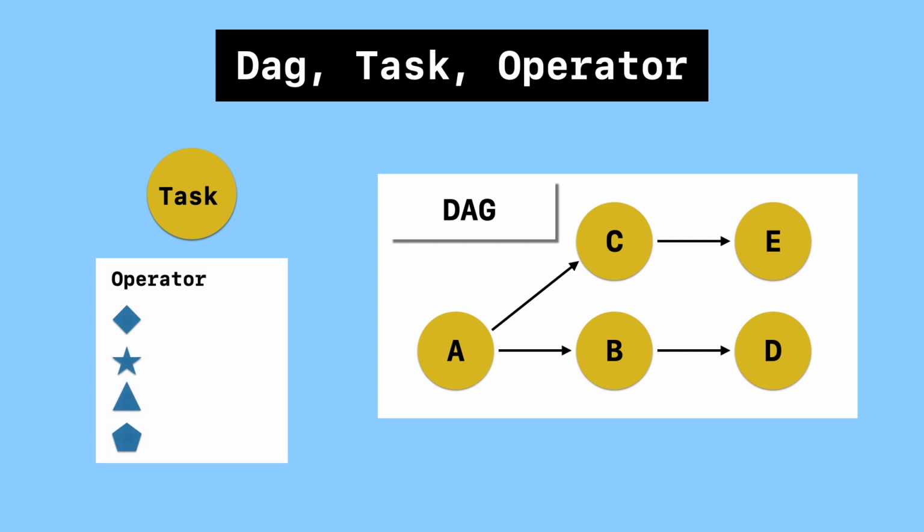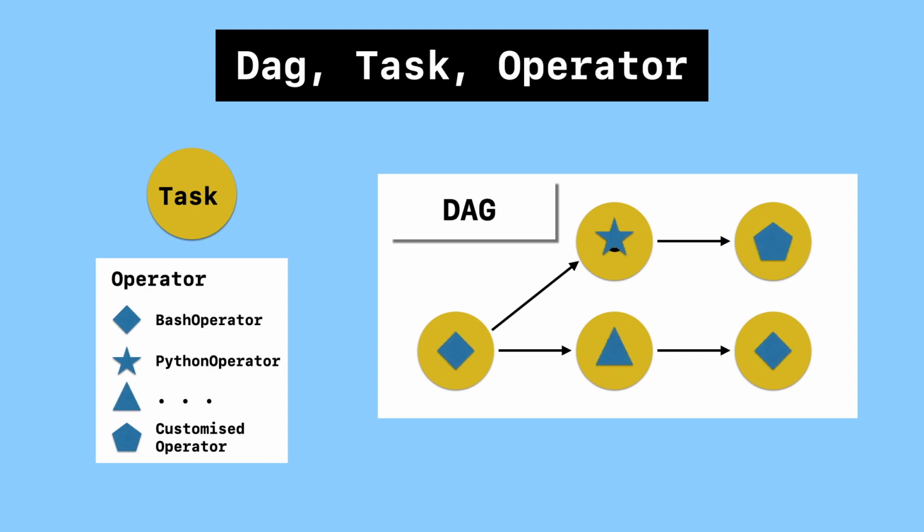While DAGs describe how to run a workflow, operators determine what actually gets done by a task. In Airflow, there are many kinds of operators, like the bash operator and the Python operator, and you can also write your own customized operator. Each task is an implementation of an operator, for example, a Python operator to execute some Python code, or a bash operator to run a bash command.